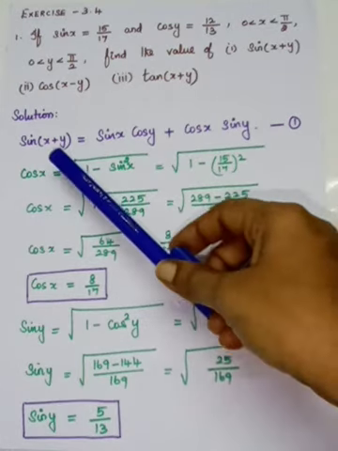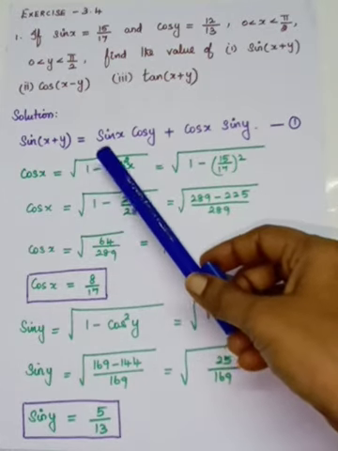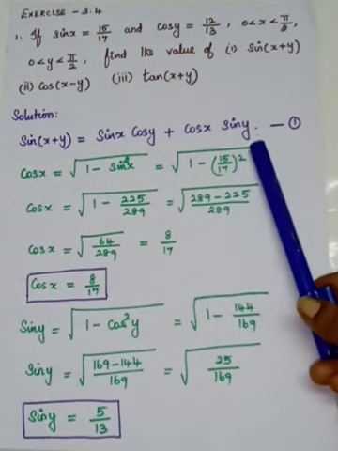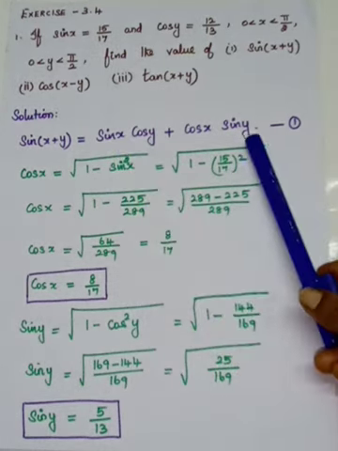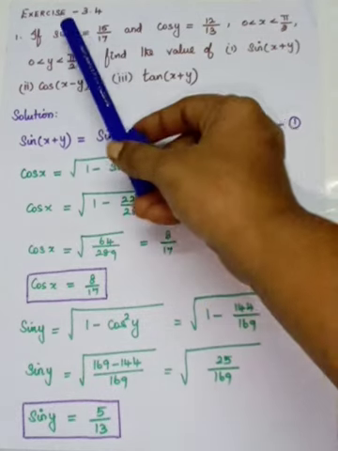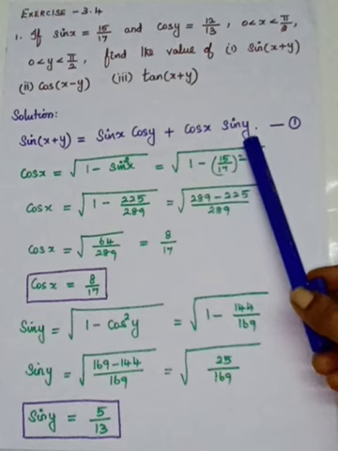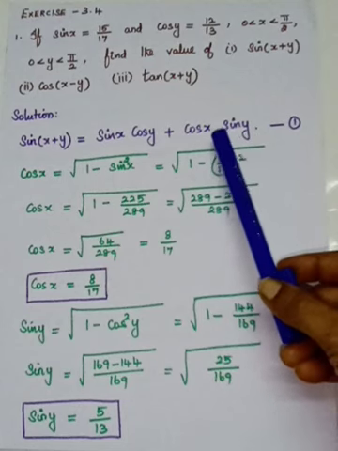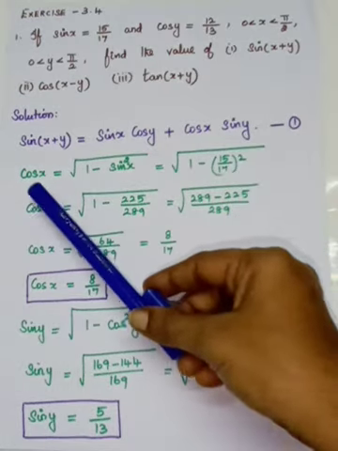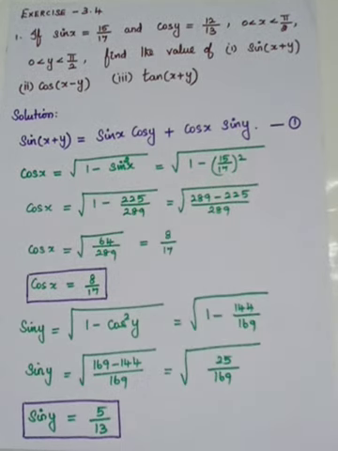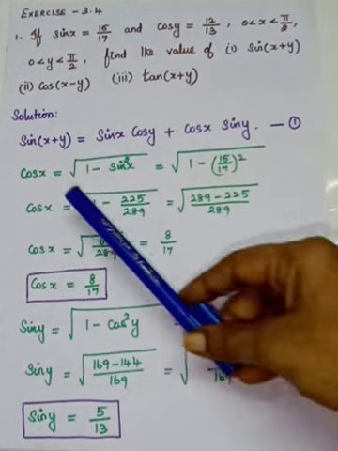So sin of (x + y), you know the formula: sin x cos y plus cos x sin y. In that identity, sin x and cos y are given. So we have to find out what cos x is and what sin y is. These two results have to be found. First, cos x you take. You know the identity, sin squared theta plus cos squared theta is equal to 1. So I am going to use that identity.